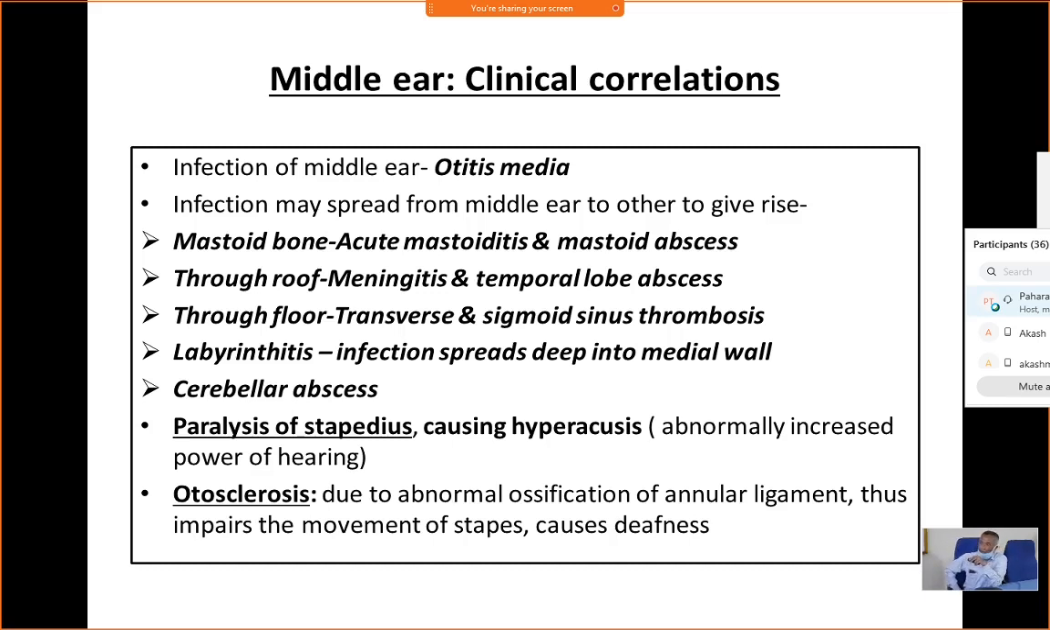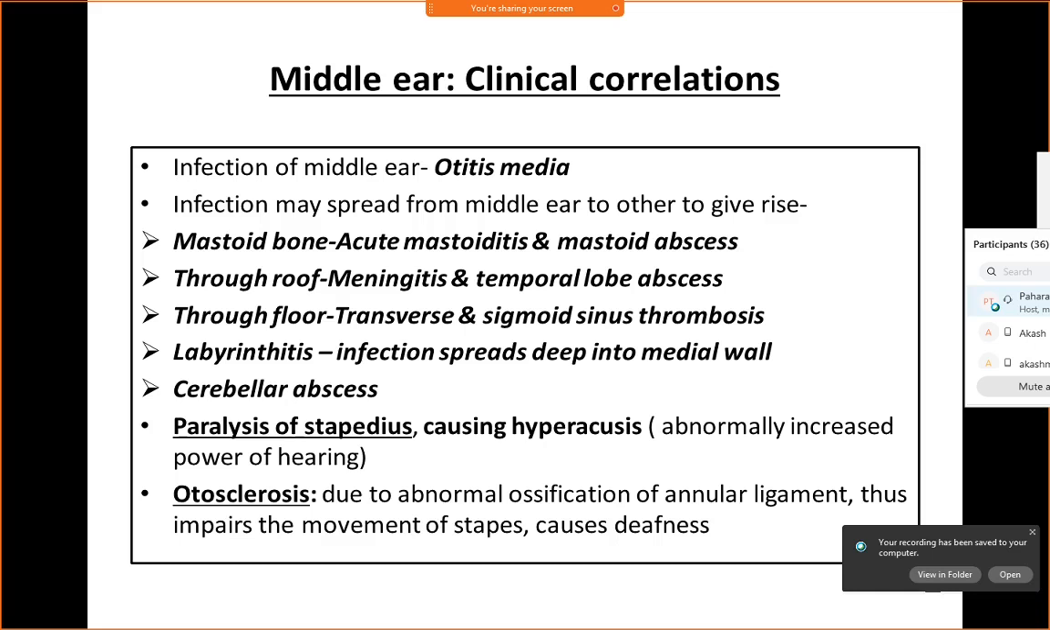To the mastoid bone. Why? Because there is a connection between the mastoid bone and the middle ear cavity through the posterior wall. So ultimately it may infect the mastoid bone. Then we call it acute mastoiditis if it is immediate or for a short duration. Then mastoid abscess. Ultimately, in this acute mastoiditis, the mastoid bone will be completely damaged, and there may be a collection of fluid in the mastoid bone. That is called mastoid abscess.